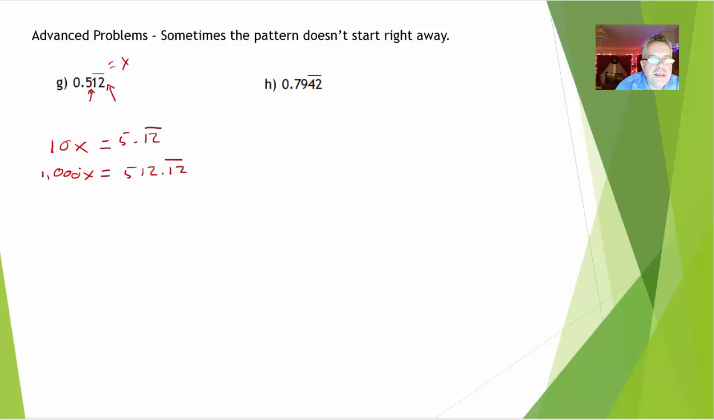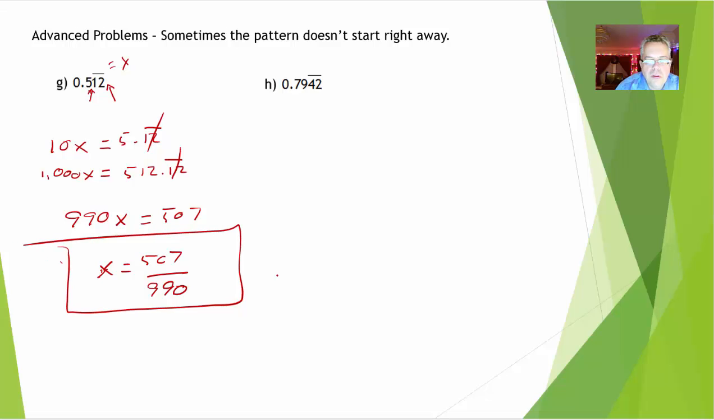Okay, so 1000x minus 10x is 990x. And 512 minus 5 is 507. The decimal places cancel. And I get x equals 507 out of 990. All right. Actually, this is kind of it. So with what I've shown you, I think you could change any repeating decimal to a fraction.